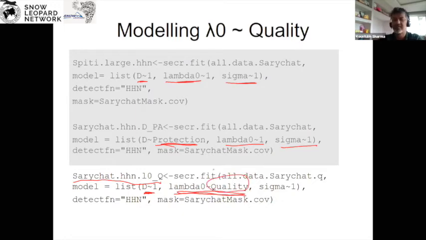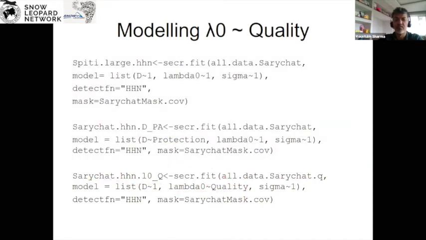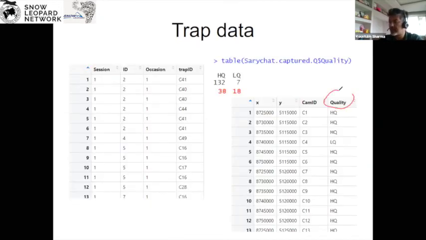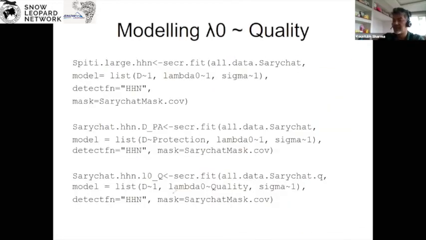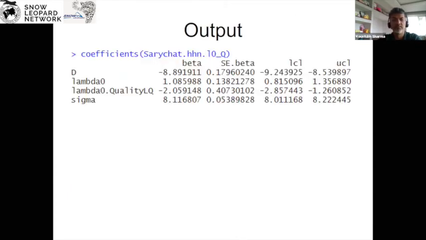The quality is listed in our trap data. Okay, so it has to be somewhere. So quality is listed in the trap data. So any covariates which are testing sigma, which are testing lambda 0, should be there in our trap file as trap covariates. So when we use these covariates here, we run the analysis, we run the secr.fit, and we come up with this output.